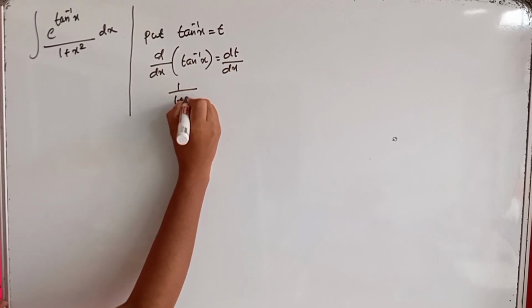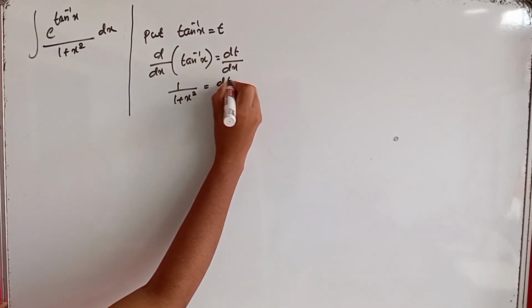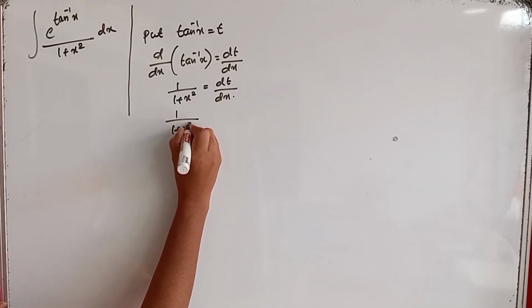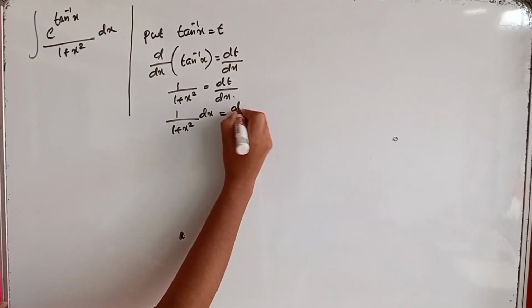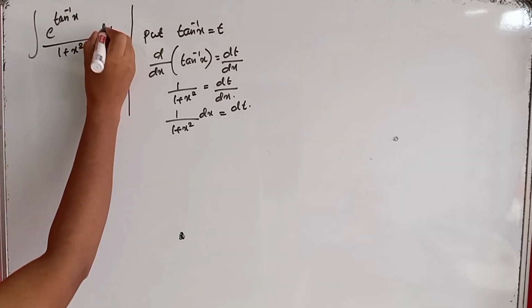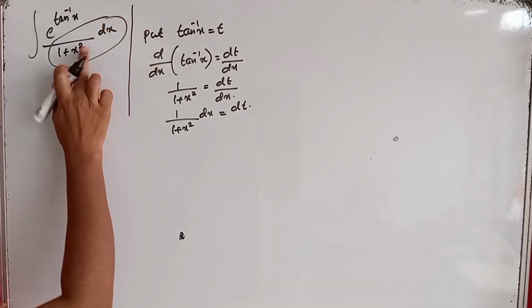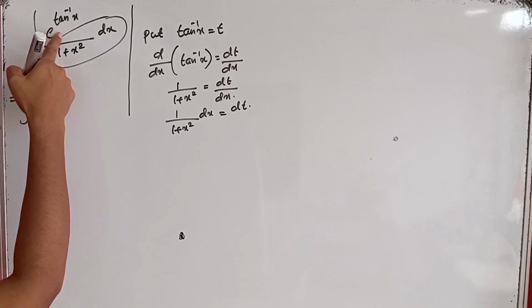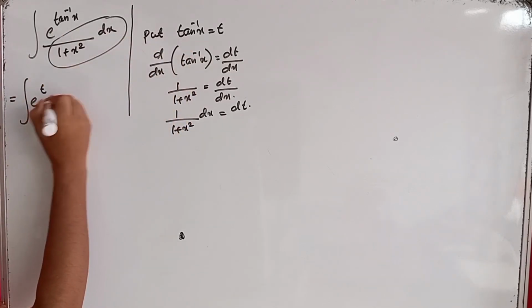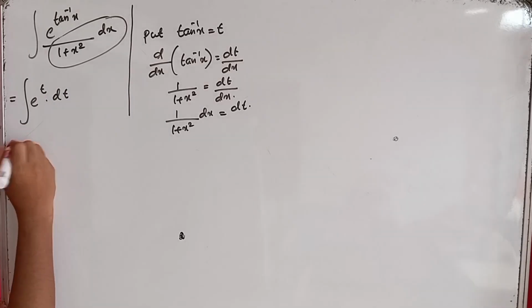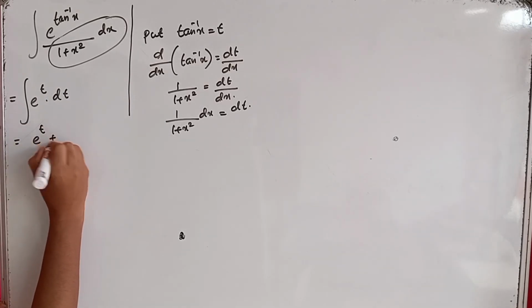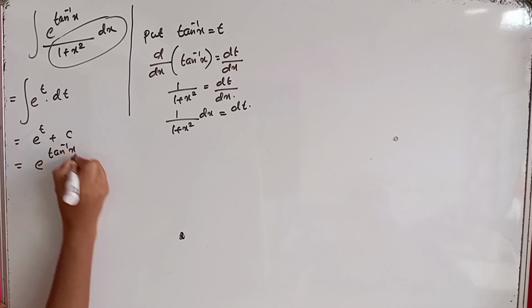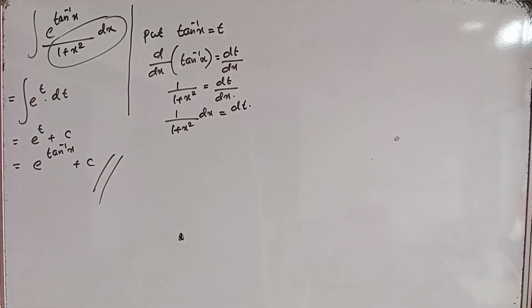Okay, so this becomes 1 by 1 plus x square dx equal to dt. So this term is replaced by dt, and tan inverse x by t. So the function becomes integral e raised to t dt. We know that its integral is e raised to t plus c. Finally, we replace t by tan inverse x. So the answer becomes e raised to tan inverse x plus c.